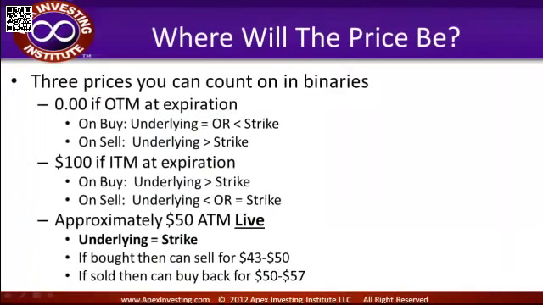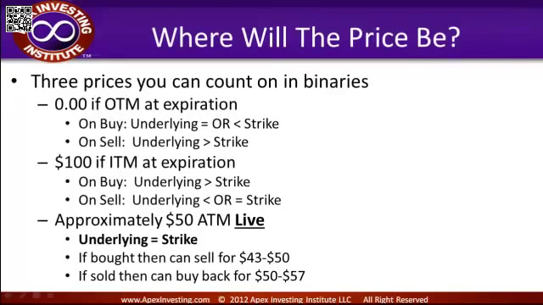Now, there are 3 prices that you can count on with binaries. If a binary is out of the money at expiration, it's going to be worth 0. So if you bought the binary and the underlying was equal to or less than the strike, it'll have a value of 0. If you sold the binary and the underlying was greater than the strike price, it will be worth 0 at expiration. Now, if it's in the money at expiration, then it's profitable.